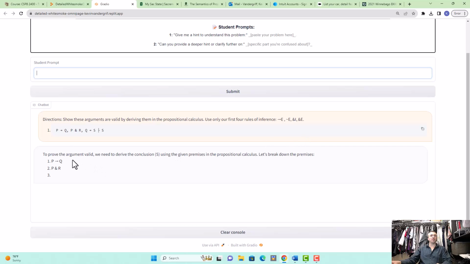Again, they didn't ask for a hint, but notice it didn't solve it for them. It just gave them a pretty good hint here. To prove the argument valid, we need to derive the conclusion S, which is true, using the given premises in the propositional calculus. So let's break down the premises. So it's starting to structure them in more of a proof-wise structure. Okay, so we can ask for a deeper hint as well.